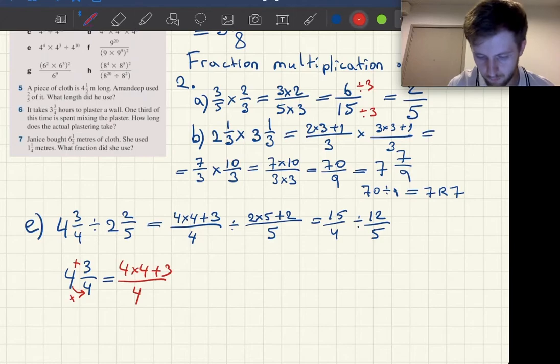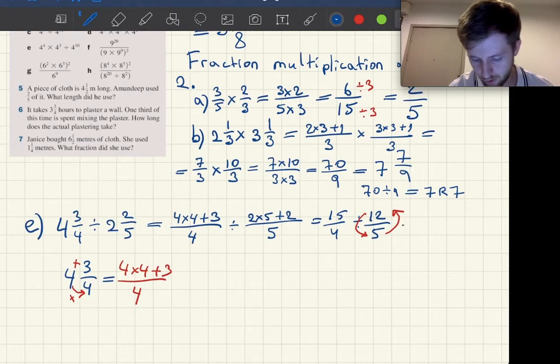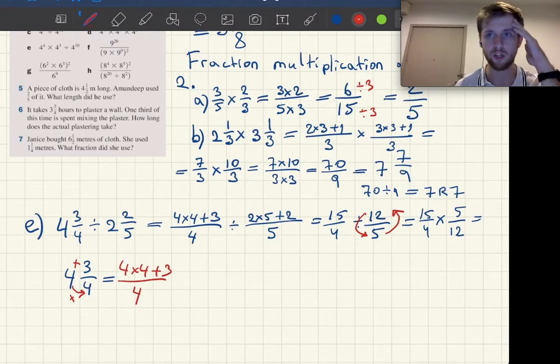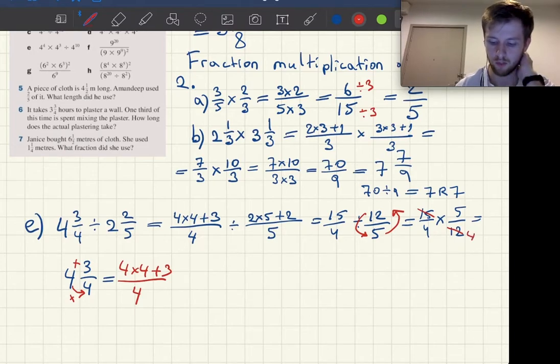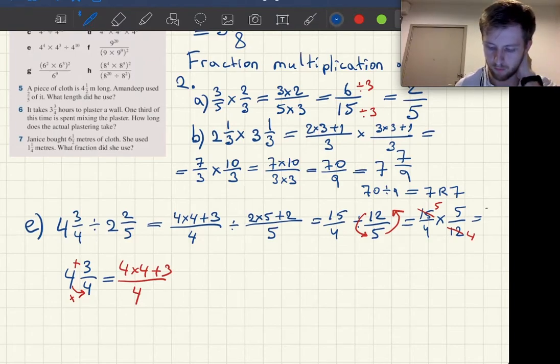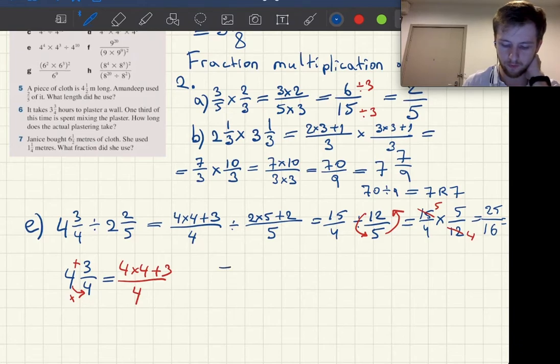Let's do this. So we flip it, flip the second fraction like this, and then multiply. So it's equal to 15 over 4 times 5 over 12. We can cut it first a little bit. We can cut this and this. We can divide them by 3 and then we get 4 here, and here we get 5. Then the answer is 5 times 5 is 25 over 4 times 4, which is 16.